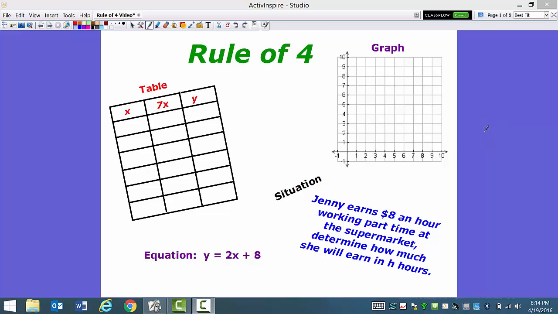This video is a STAAR review on Rule of 4. Rule of 4 is just 4 different representations of linear relationships. The 4 different representations are graphs, situations, equations, and tables.